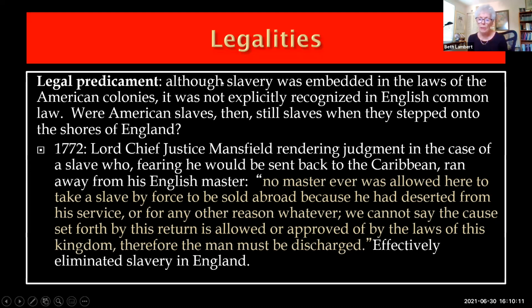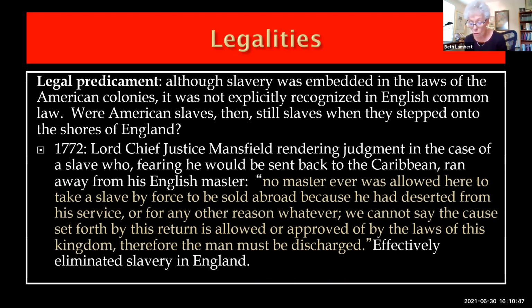A slave, fearing he would be sent back to the Caribbean, ran away from his English master. And the master wanted to have a law that said he could take the slave anywhere he wanted. The abolitionist movement at this point was very strong in England, and they brought the case to court. And the decision was, no master was ever allowed here to take a slave by force to be sold abroad because he had deserted from his service or for any other reason whatsoever.